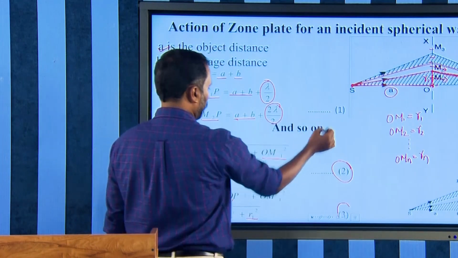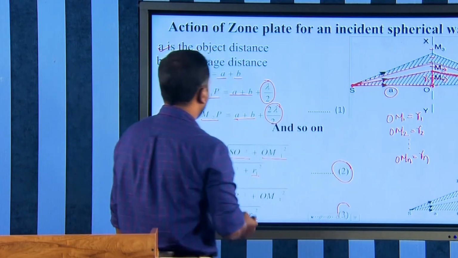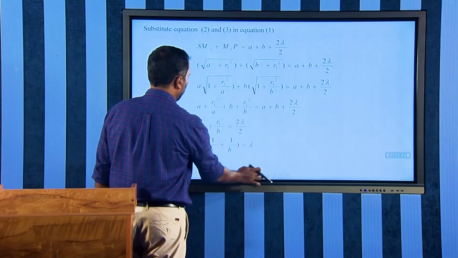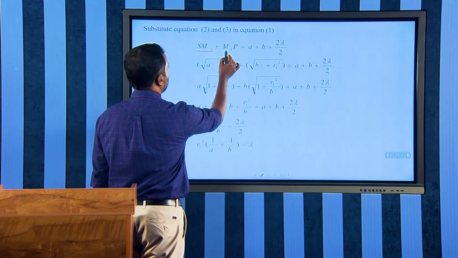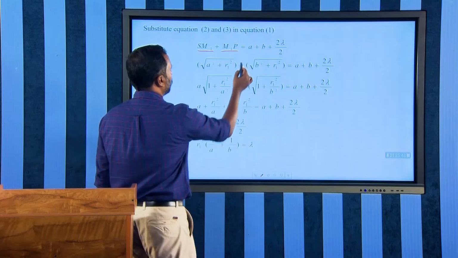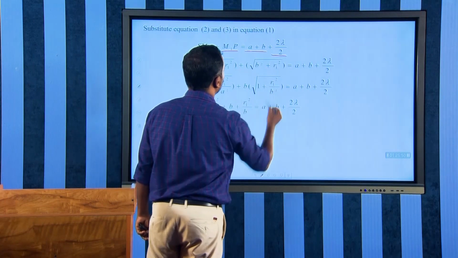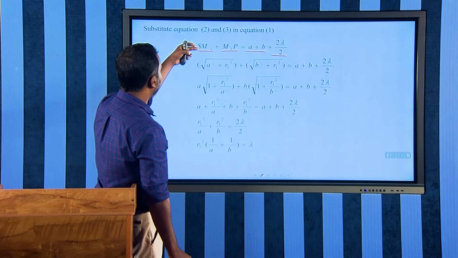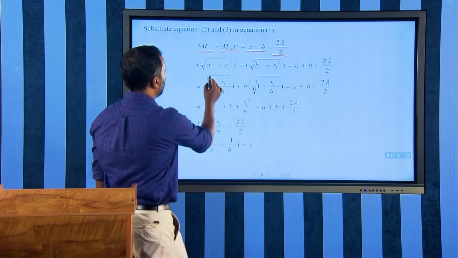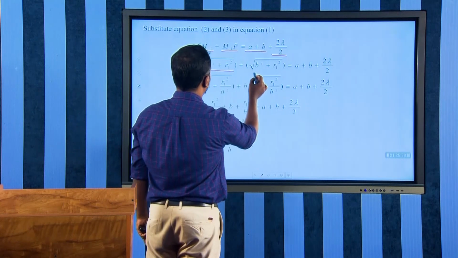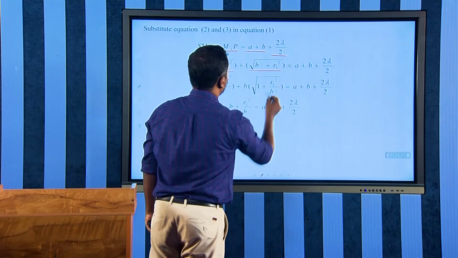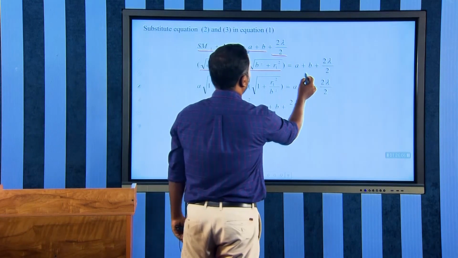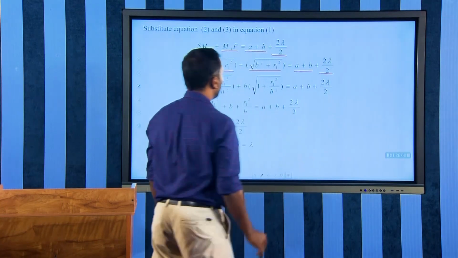So, the equation number 1 was here, then I can have the formula SM1 plus M1P is equal to A plus B plus 2 lambda by 2. So, this was the formula. Now, I have substituted the value of SM1 and M1P here. SM1 was root of a square plus r1 square, here it was root of b square plus r1 square, and that will be equal to a plus b plus 2 lambda by 2.